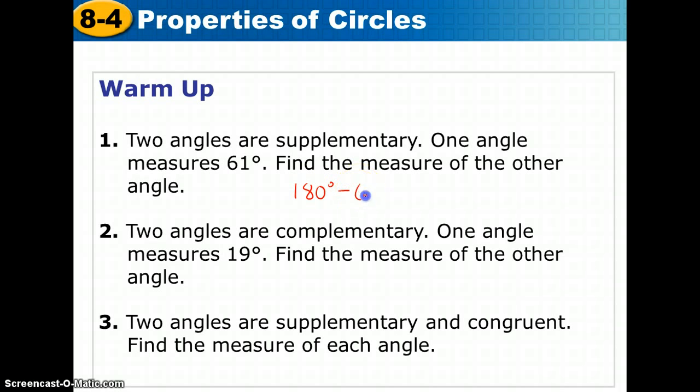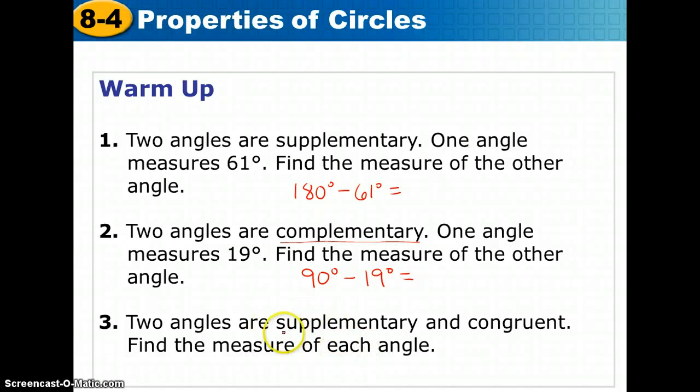So if we know that one angle is 61, and we know that supplementary angles equal 180, we can find its partner. Let's think about complementary. Remember we said if they're complementary, you're right for each other. So they equal 90, which is the degrees in a right angle. If we know one measure is 19 degrees, we can figure out the other measure.